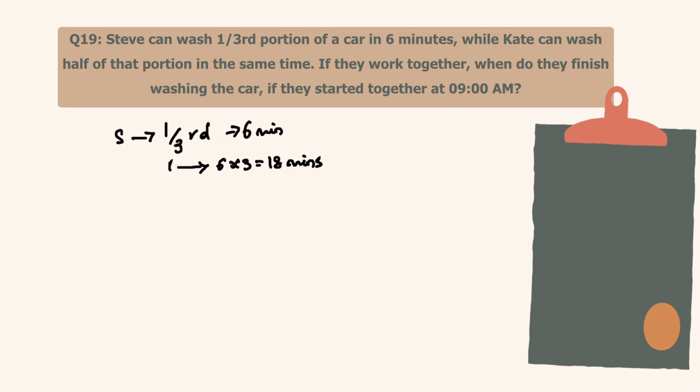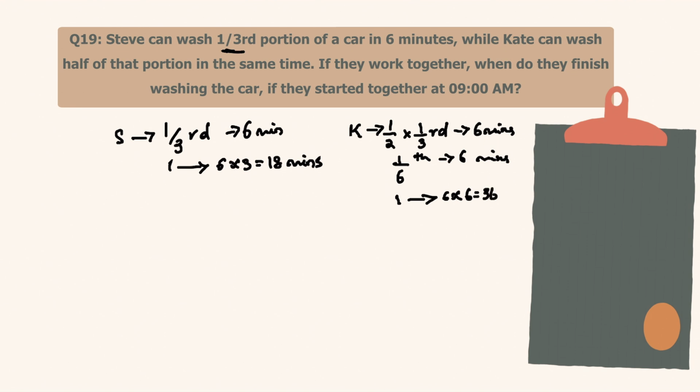Here in the case of Kate, it is given she can wash half that portion. That portion is 1 by 3rd. That is half of 1 by 3rd in the same time, that is 6 minutes. So she will do 1 by 6th portion in 6 minutes, which means she will complete the full portion in 6 into 6, that is 36 minutes.